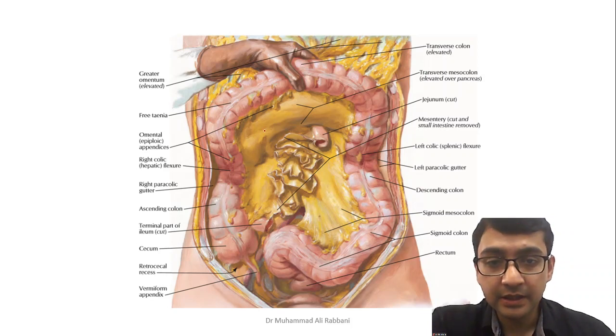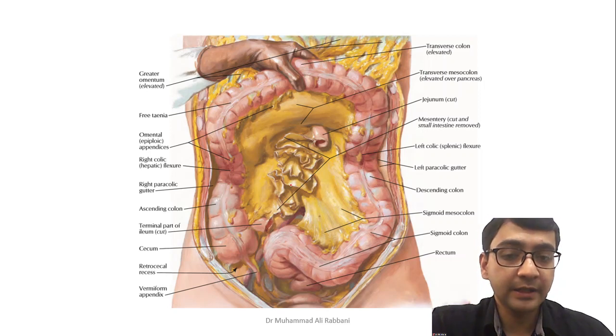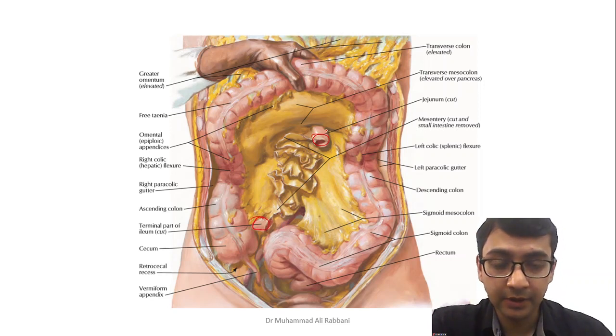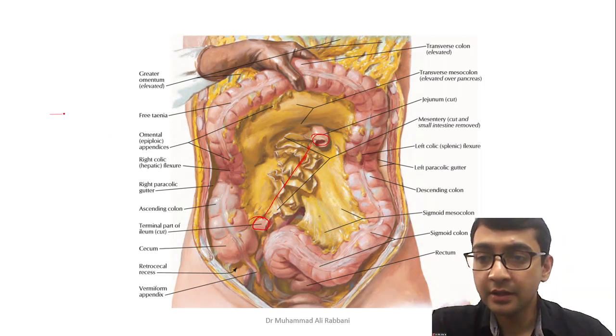Major mesenteries: the mesentery of the small intestine that connects the jejunum and ileum to the posterior wall. So it starts at the starting point of the jejunum and it ends at the terminal point of the ileum. So it starts at the DJ junction, duodenojejunal junction, and ends at the ileocecal junction. This is the line of attachment that joins the two. So it's an apron-like attachment.